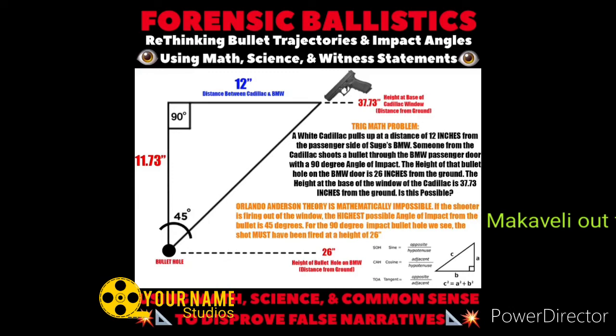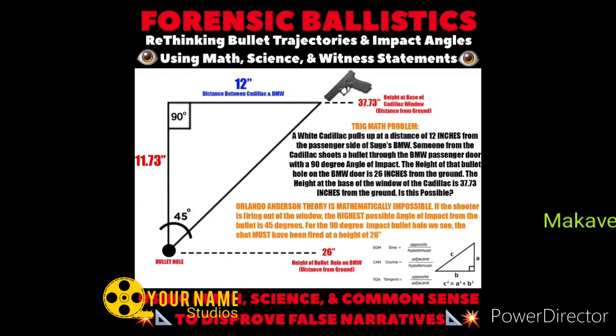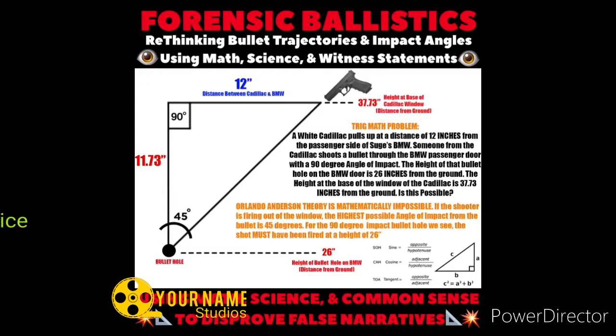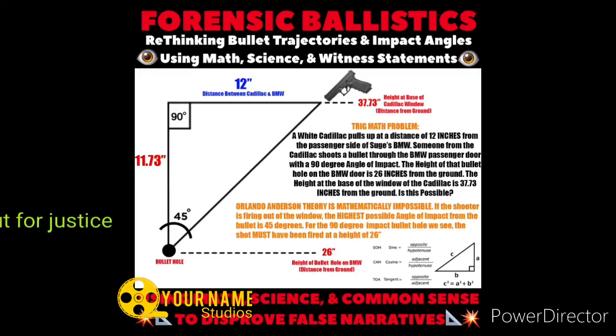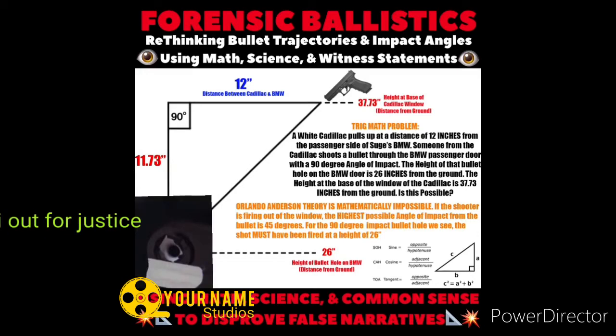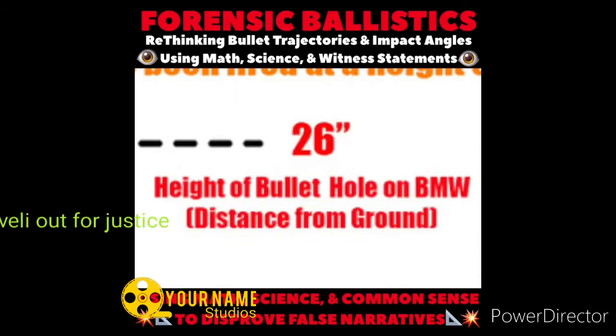Is this angle of impact possible based on the height of the window and distance between the cars? Using basic trigonometry and witness testimony to establish distance between the cars, we can prove some shots on the door with 90 degree straight on angles of impact could not have been fired out of a window. Because those 90 degree shots were fired perpendicular, they must have been fired at the same height they entered the BMW door.